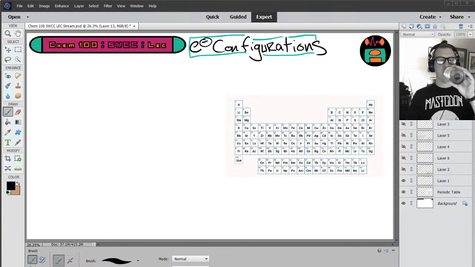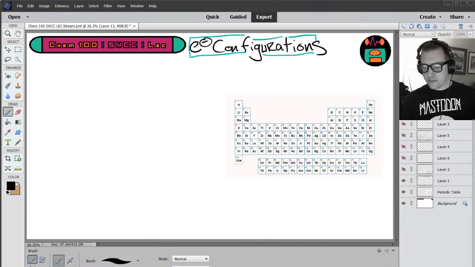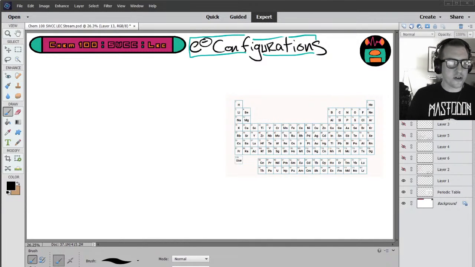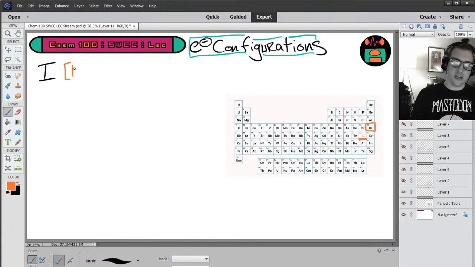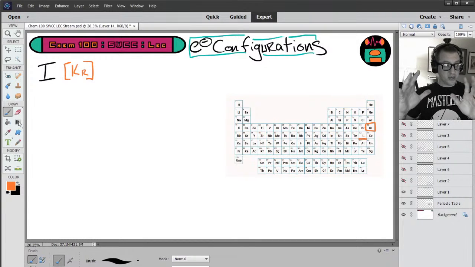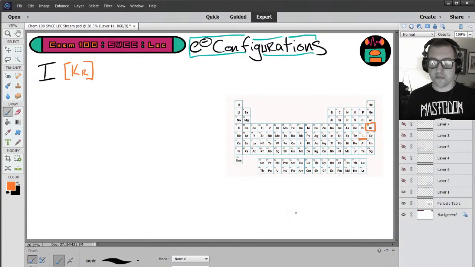All right, let's do one more example. Let's write the electron configuration for iodine. Iodine is number 53. Its nearest noble gas is krypton. So we throw krypton in the bracket because iodine has all the electrons of krypton plus some extras.